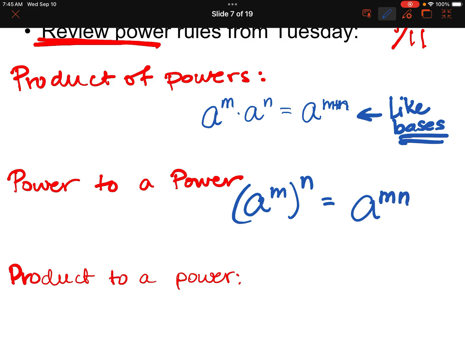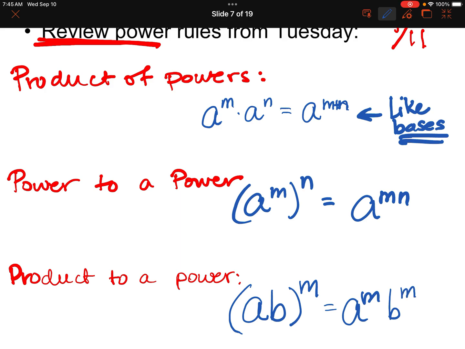And the product to a power rule says when I have ab, or abcde, we just write it with 2 letters, to the m power, then I pass that out, a to the m, b to the m. These are the steps you're following for each of those rules. Today we are going to learn our 4th rule, and we are going to go at that by looking at the previous powers and what we learned from those.